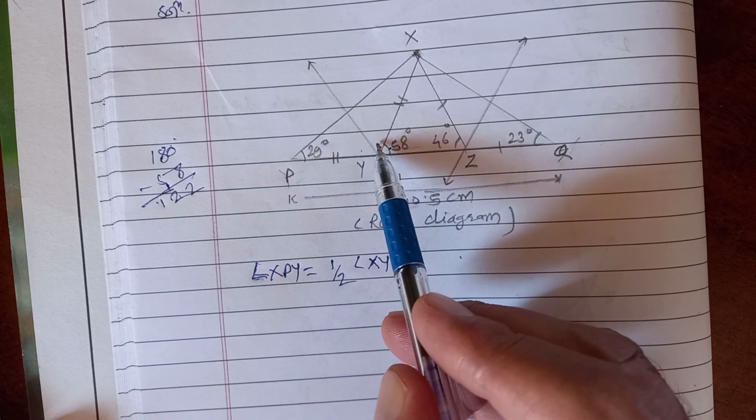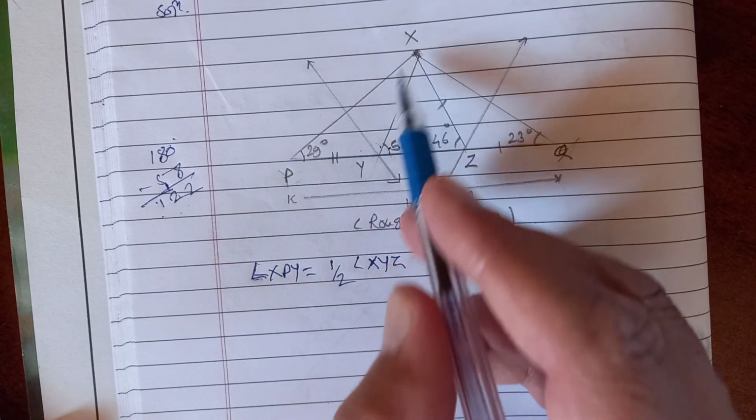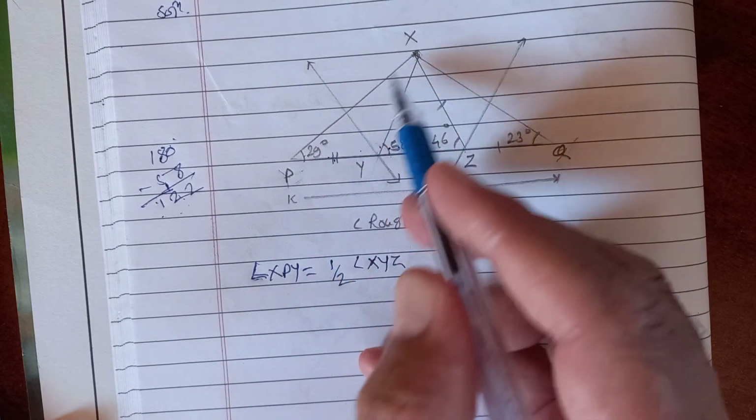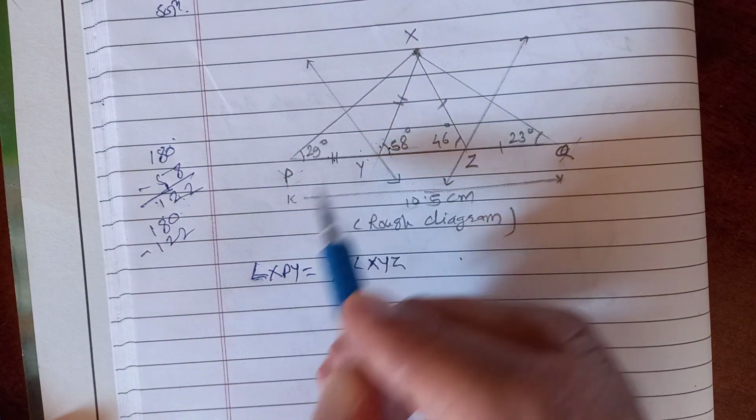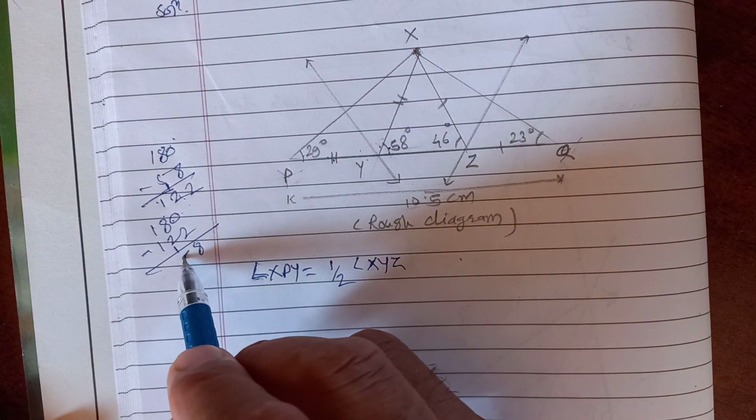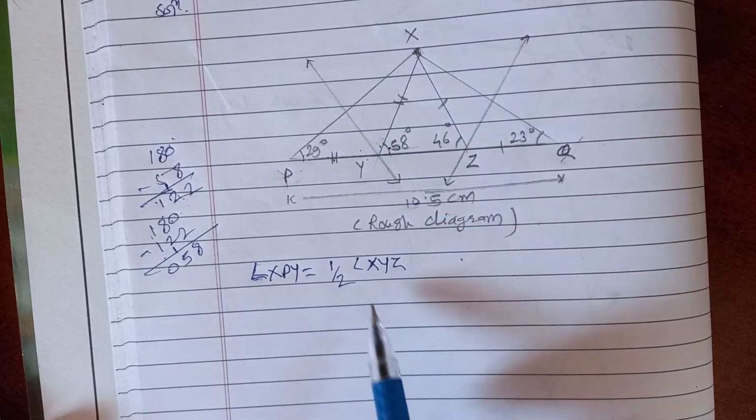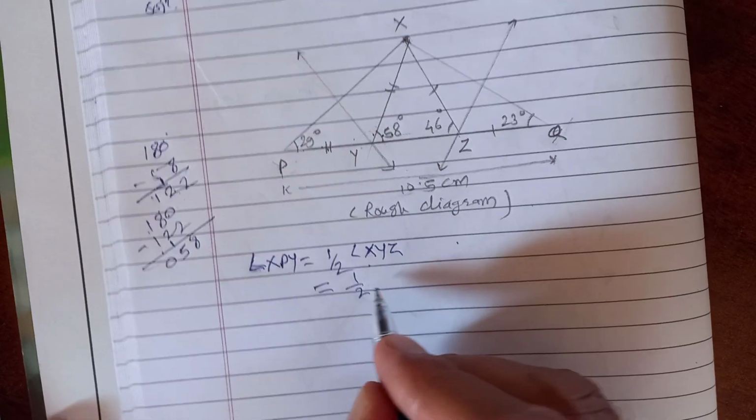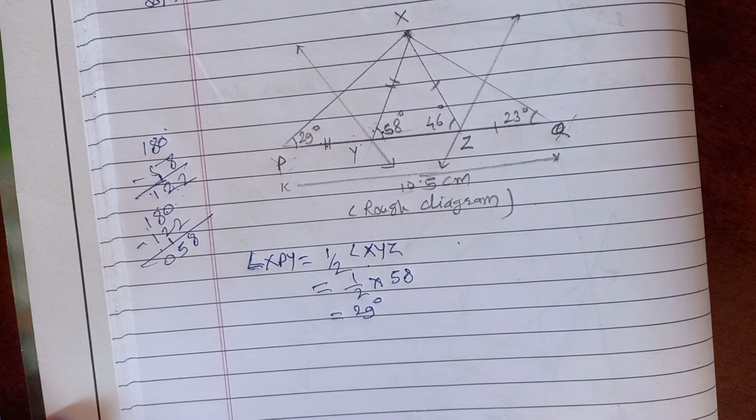This is 122. These two angles are congruent because this is isosceles. So what is their sum? First we have to find 180 minus 122, which is 58. Half of 58 is 29. That is why here we take half of angle XYZ. Half of 58 is 29 degrees.